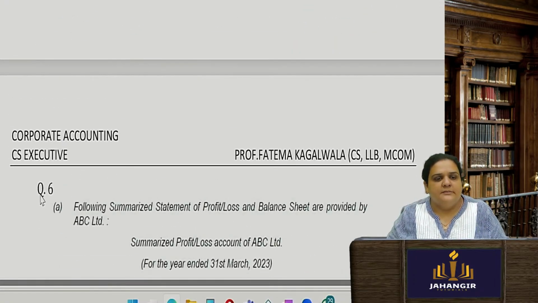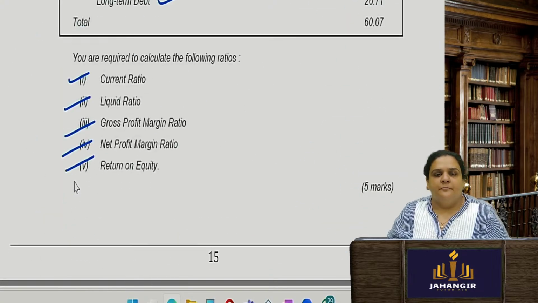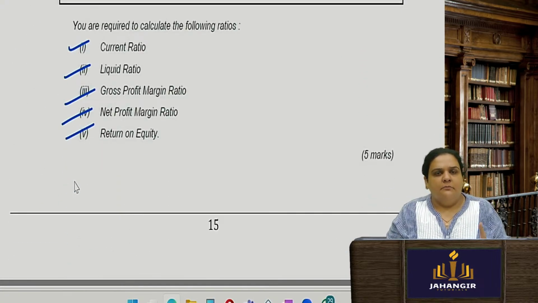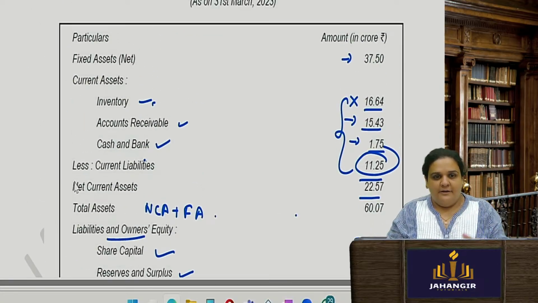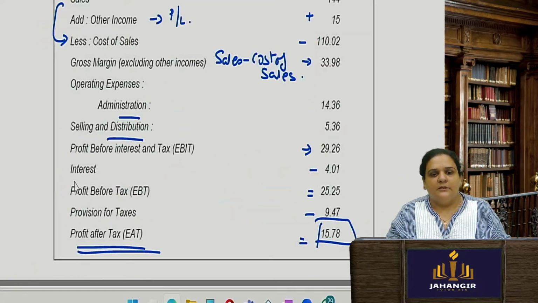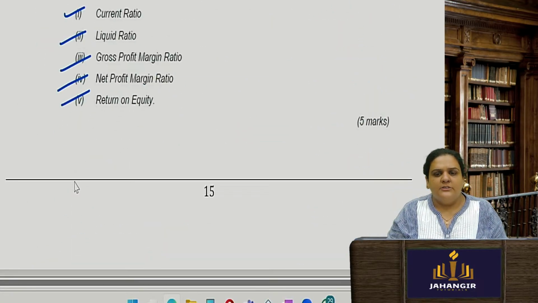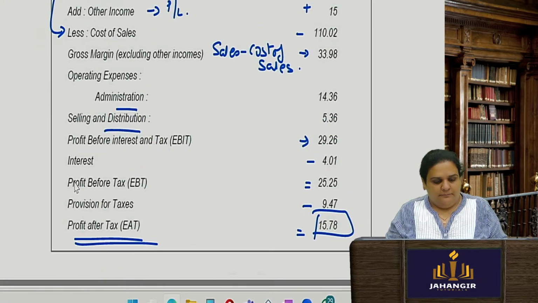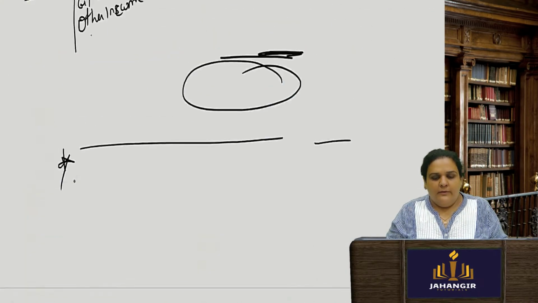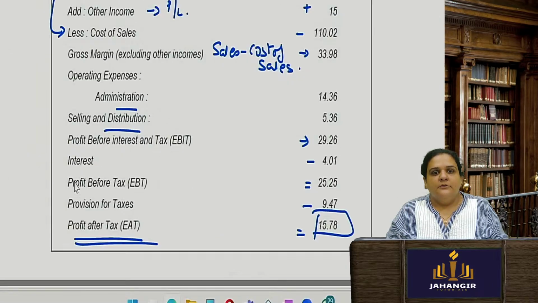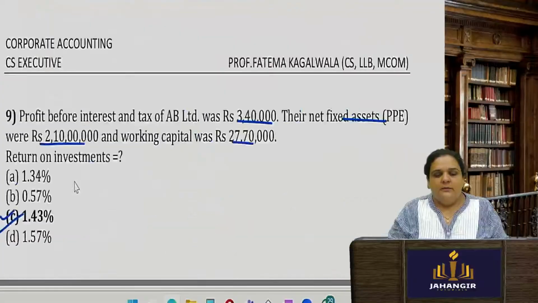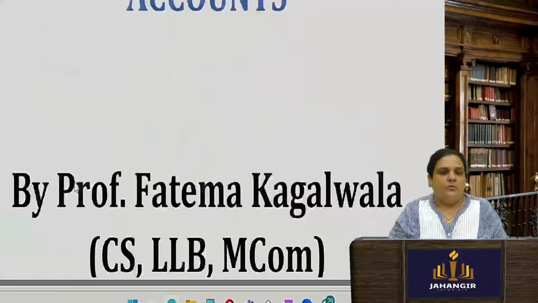Question number 6 is also over. Okay, 5 marks, 1 mark for each ratio, where everything is given in the problem. Nothing is to be done. There are no adjustments, no? So obviously you have to take everything from this. So with this, I have completed your ratio analysis also.